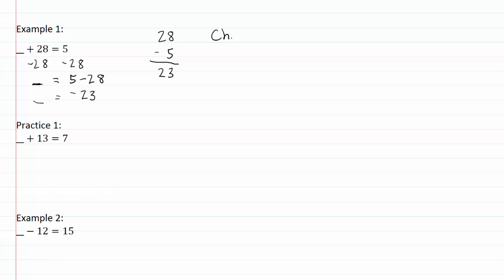So what about checking the solution? I can put negative 23 in for that blank space, plus 28, and equals 5. Now as I'm doing this, there's nothing to do on this right hand side, so this is going to be equal to 5. I've got negative 23 plus 28. So that's like 28 minus 23. 8 minus 3 is 5. 2 minus 2 is 0. So I've got 5 equals 5. This solution checks out. And please hit the pause button and try practice 1.